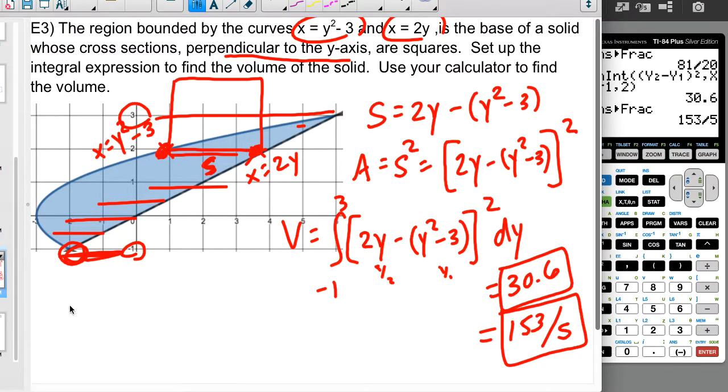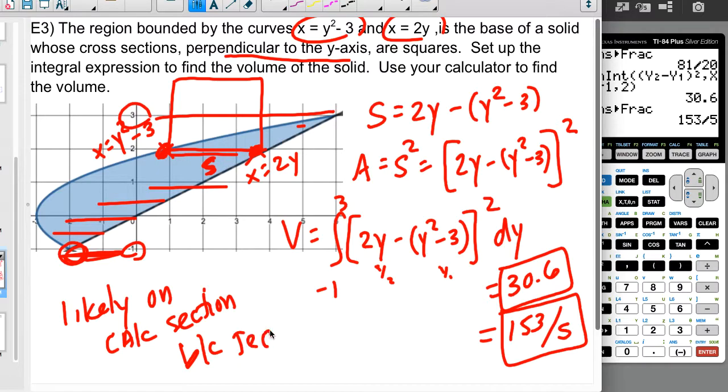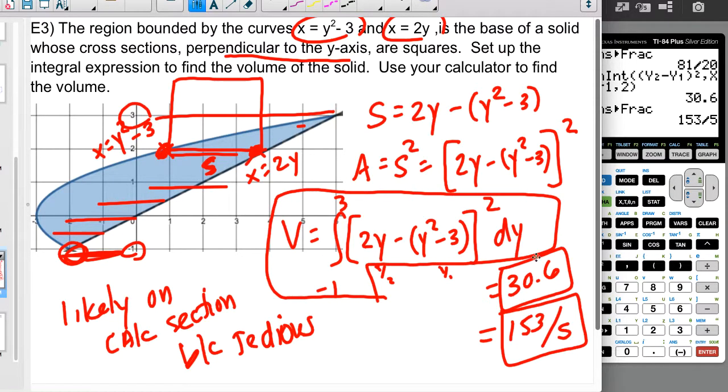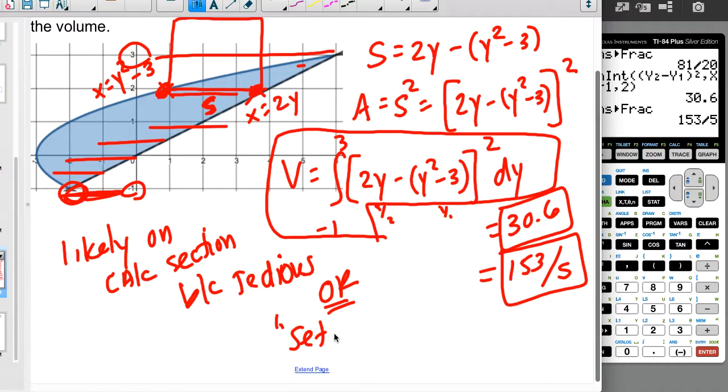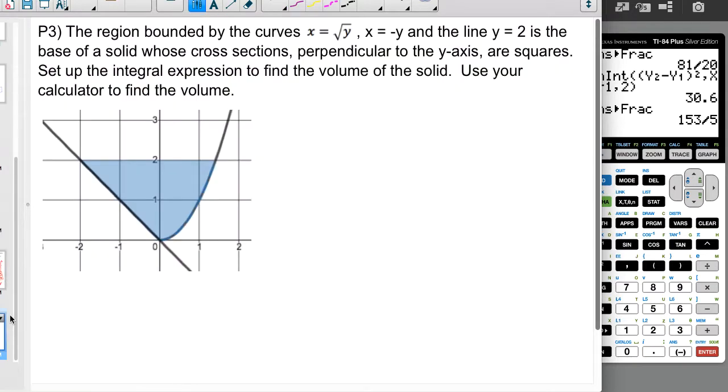So again, this is likely on a calculator section because it's tedious. If it's not on a calculator section, sometimes they say set up but don't integrate this. So sometimes a multiple choice will actually say set this up but don't integrate it, just show me what I need to do in order to find the volume. That's another really common question. So they'll say, what is the integral that you need in order to find this volume, but they won't ask you to find it. That's another common way they do it if something's tedious.